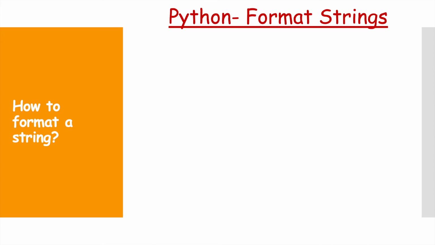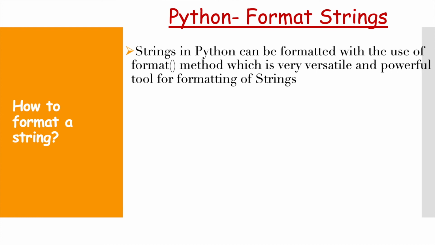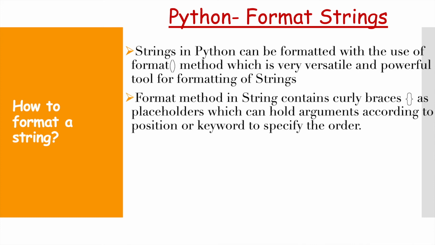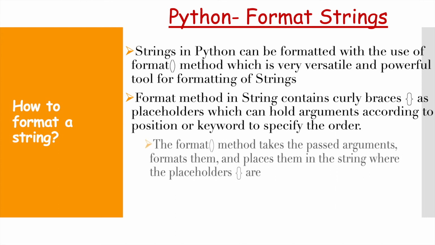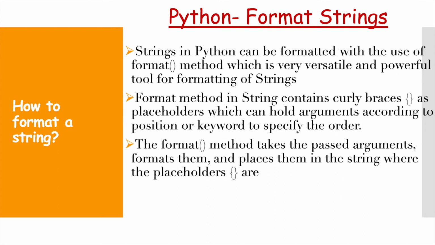Now let's see how to format a string in Python. Strings in Python can be formatted with the use of the format method, which is a very versatile and powerful tool for formatting strings. The format method in a string contains curly braces as placeholders, which can hold the arguments according to the position or keyword to specify the order. The format method takes the passed arguments, formats them and places them in the string where the placeholders are.